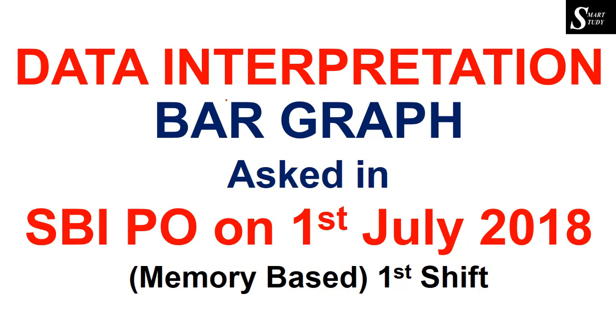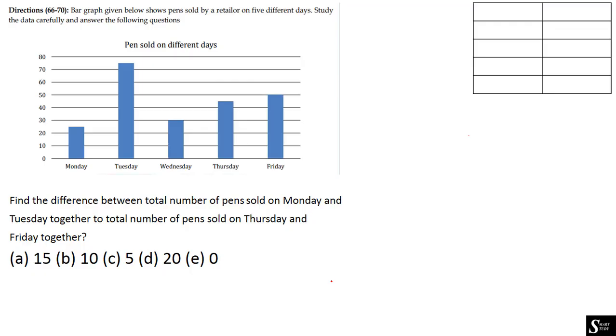So friends, today I'm going to discuss a data interpretation question which is of a bar graph which was asked in SBI PO on 1st July 2018 in the first shift. This is a memory based question friends. The level of question is too simple and you can secure 5 out of 5 marks just in 2 to 3 minutes. So try to solve the questions by yourself when you come across the question and continue watching the video. Without wasting much time, let's go ahead.